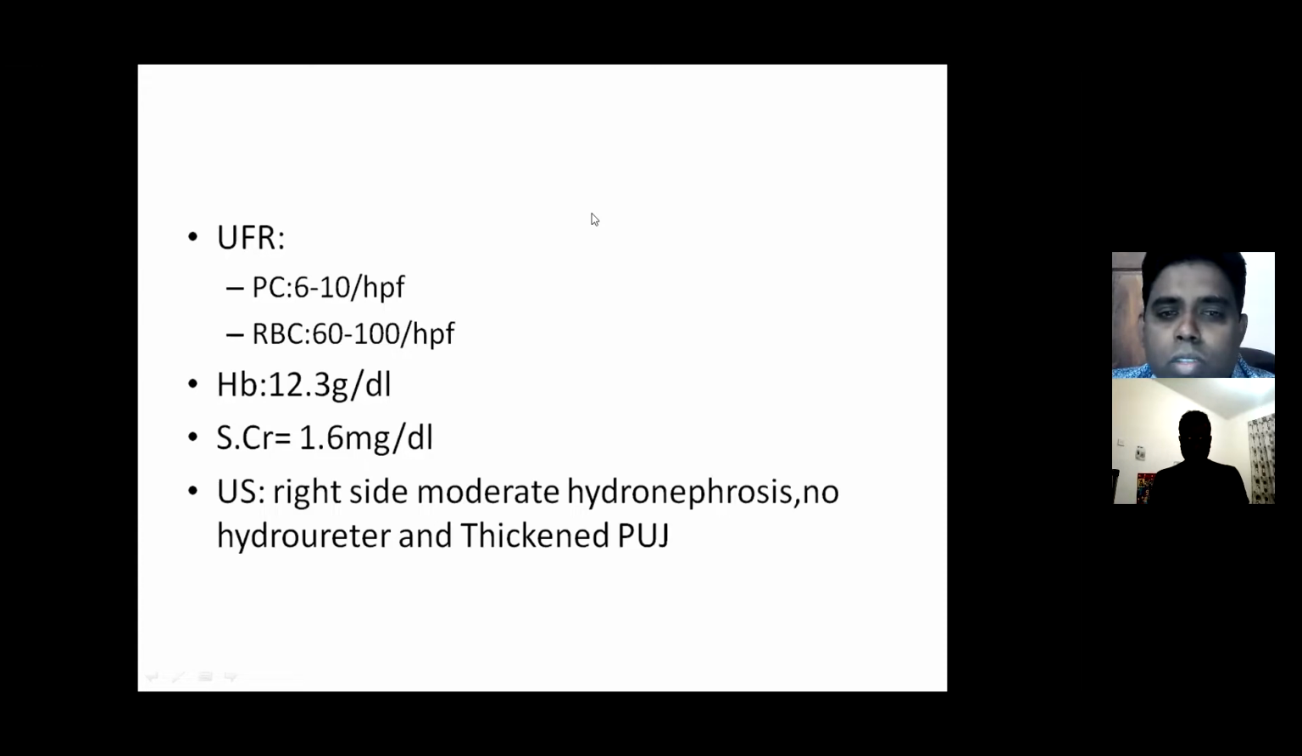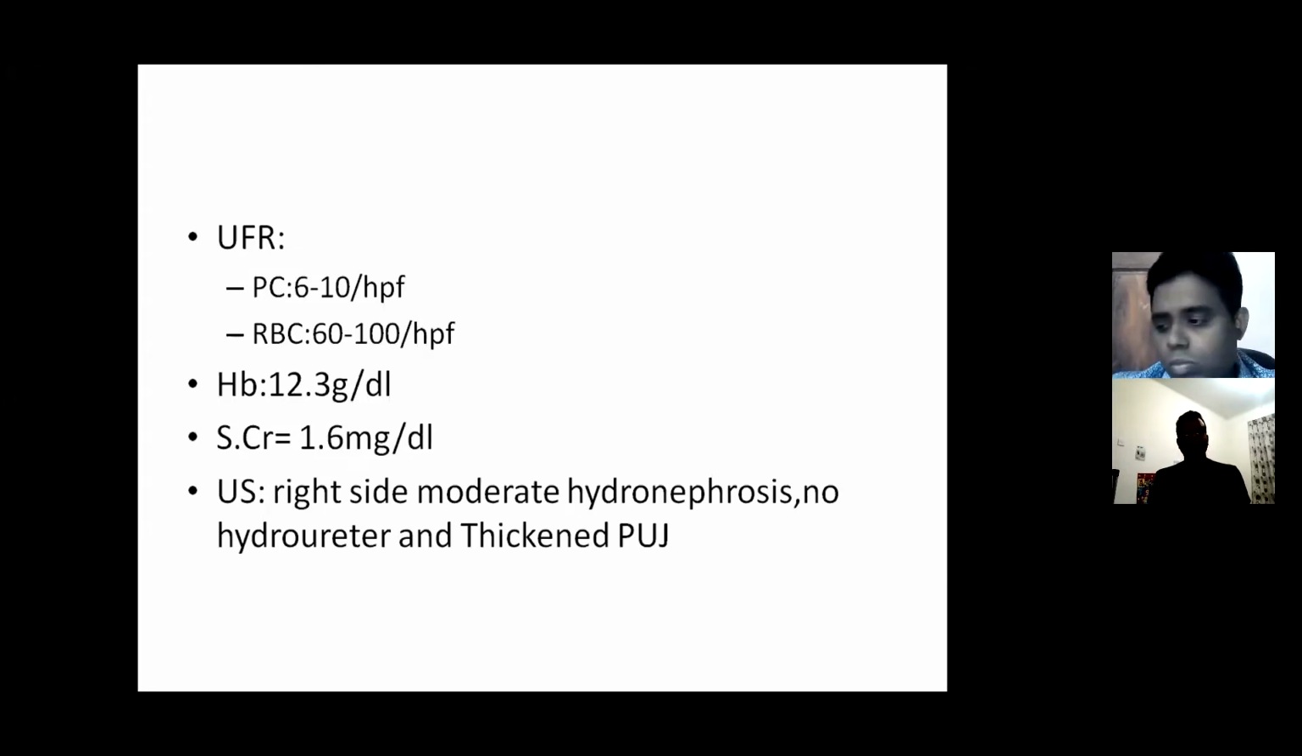UFR showed red cells of 60 to 100. Hemoglobin was normal. Serum creatinine 1.6. An ultrasound scan revealed right side moderate hydronephrosis. There was no hydroureter, but there was thickening in the pelvic junction. So what do you think about it?